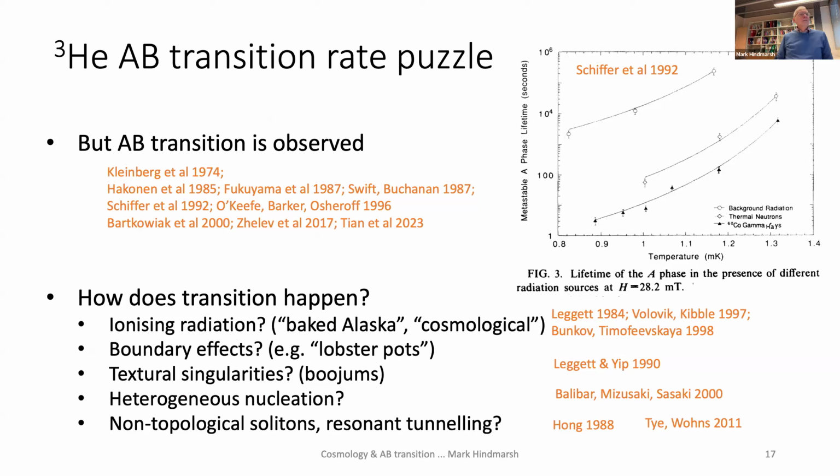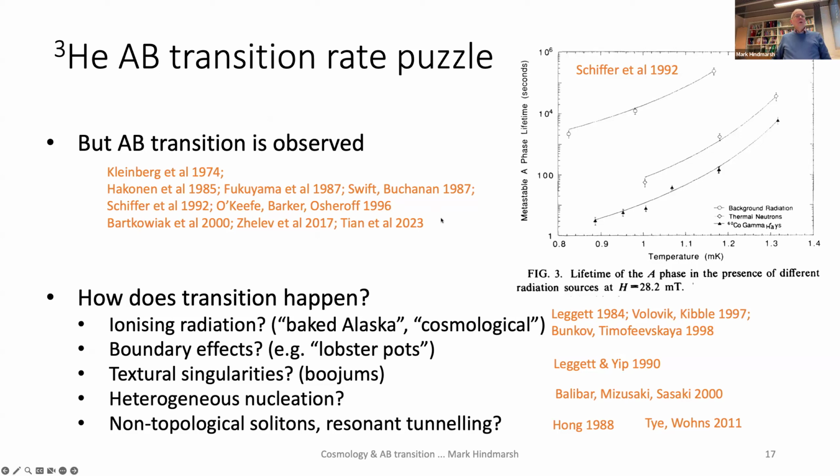So what's observed? You try to supercool the A phase, and this has been known for a long time. It doesn't last very long. It lasts for a few hours, or multiple hours at most. Up here, this is about an hour, and then up here we have multiple tens of hours.